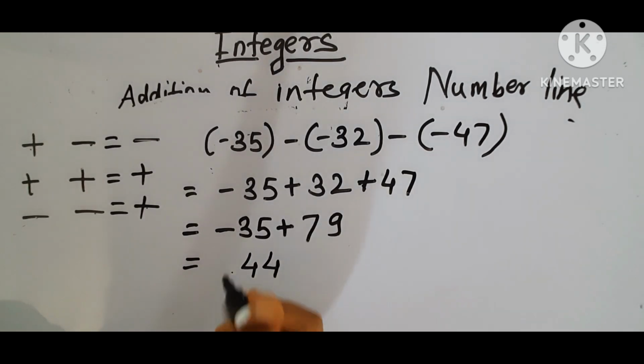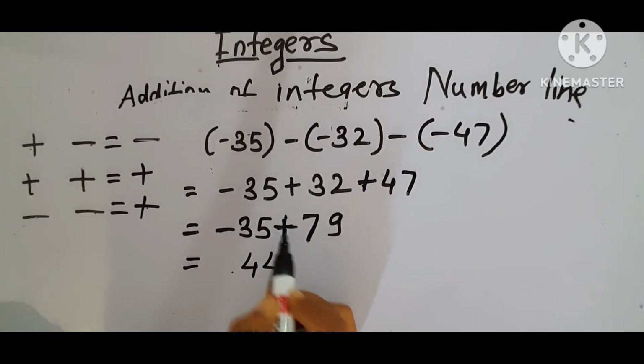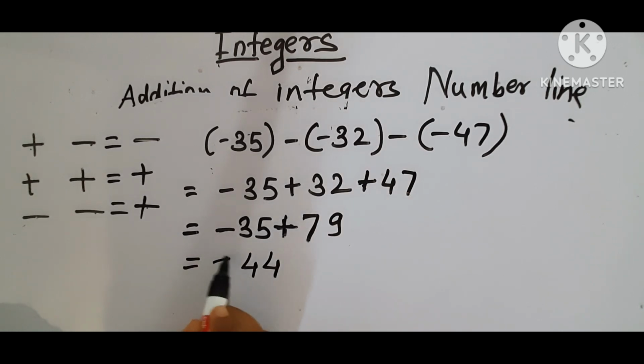Now what we do, we put the sign of the larger integer on our answer. In this case, the larger integer is 79, and the sign of the larger integer is plus. That's why it is 44. We don't have to put a plus sign. Obviously, if there is nothing there, it's a positive number. So the answer here is 44. Keep this in mind: when you solve the problem, always give the sign of the larger integer, then only your problem is correct. Okay, I hope this is clear.